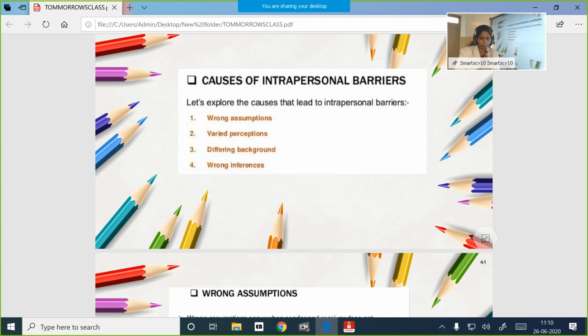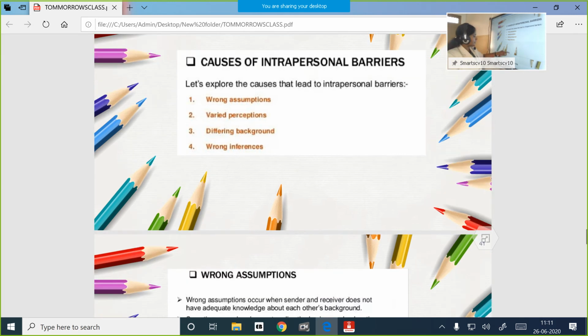If we have a communication barrier within ourselves, it is because of all this. We have wrong assumptions; we don't know how the other people will think. With varied perception, we have a different idea about the other person or the subject. With differing backgrounds, we are from different backgrounds. With wrong inference, we won't know how the other people will take it. See, all these are causes of intrapersonal communication barriers.